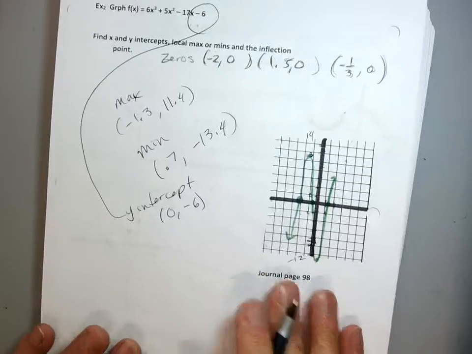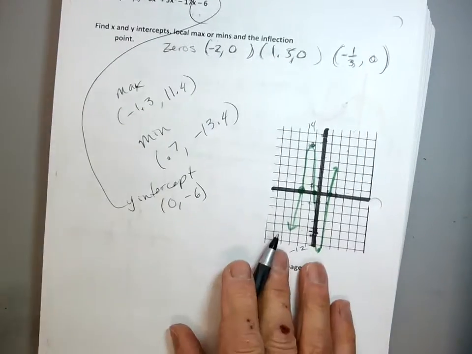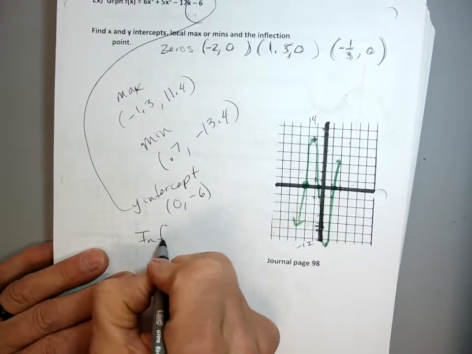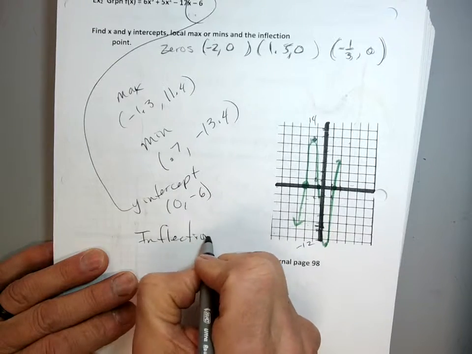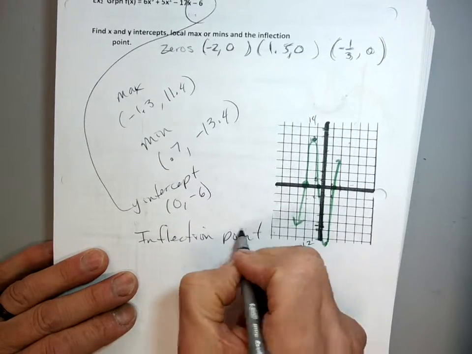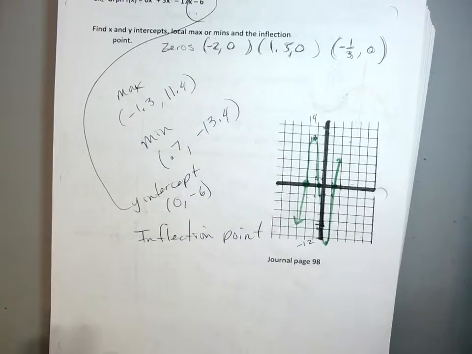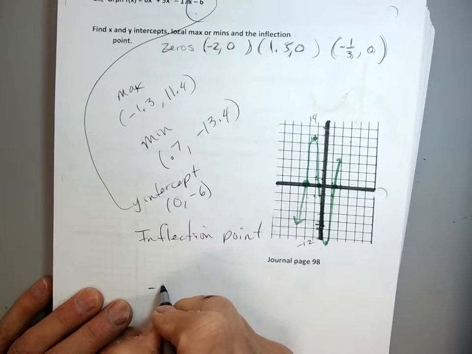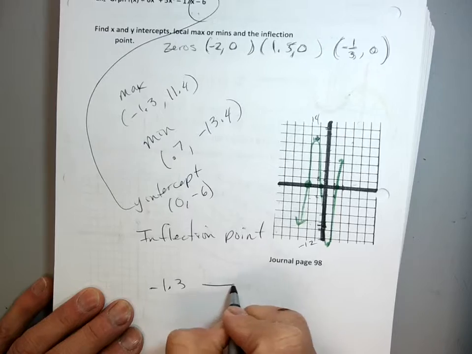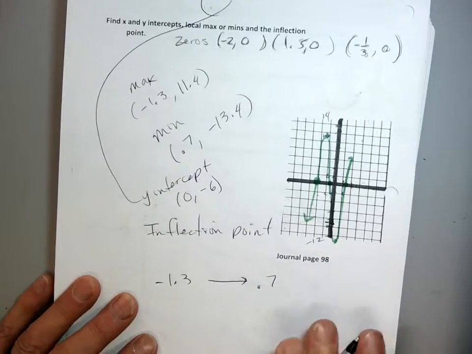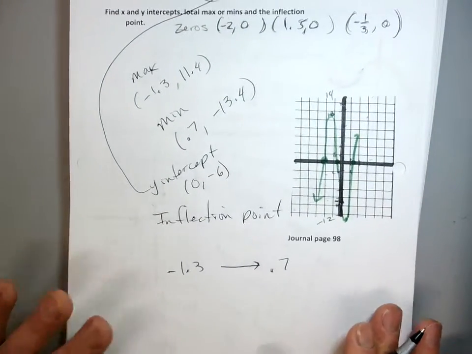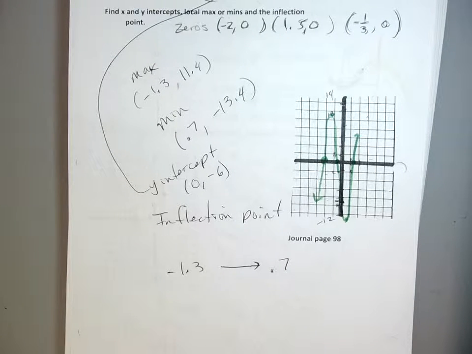Okay, now what about that darn inflection point? That's the hard one, right? Inflection point. Okay, if I take a look at my spread, so my spread is from -1.3 to 0.7, from my max to my min. I don't care about the y values yet, right? I just want to know this. From here to here, my inflection point is somewhere in the middle, correct? So where is it? Well, it's got to be in the middle between these two.